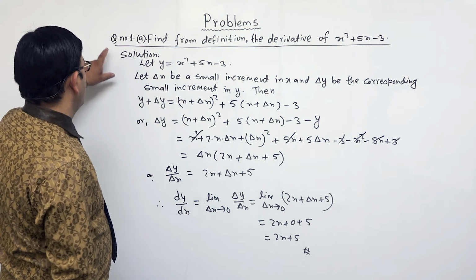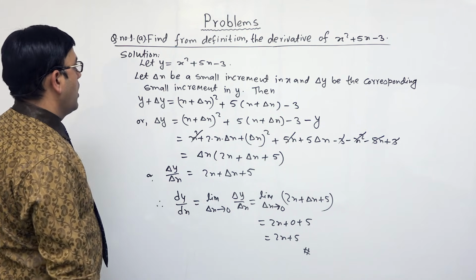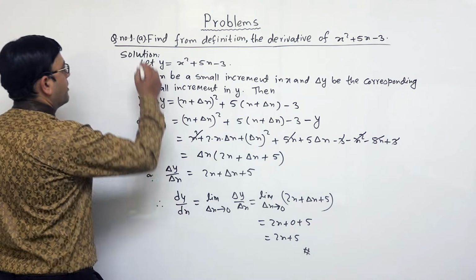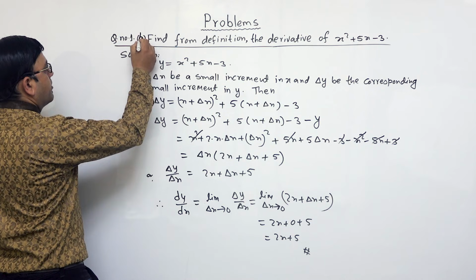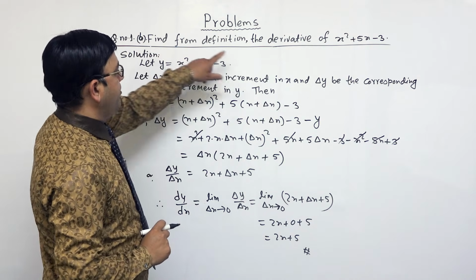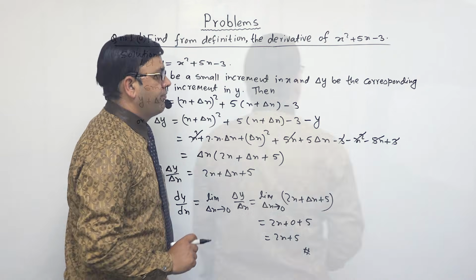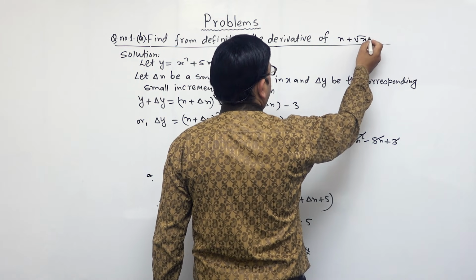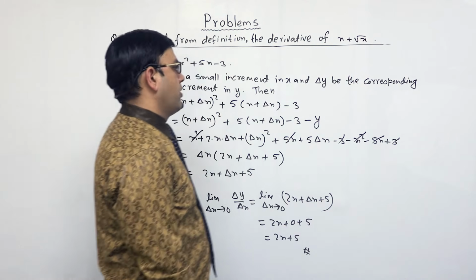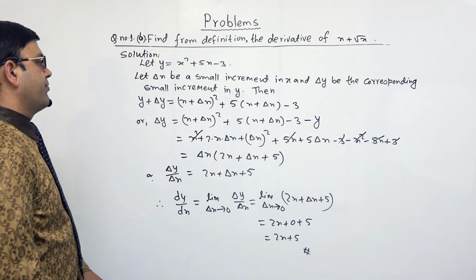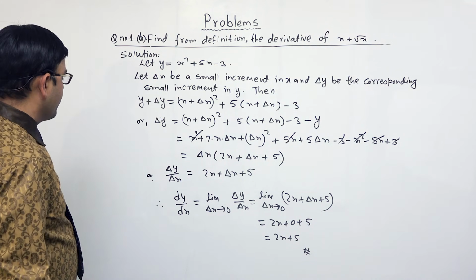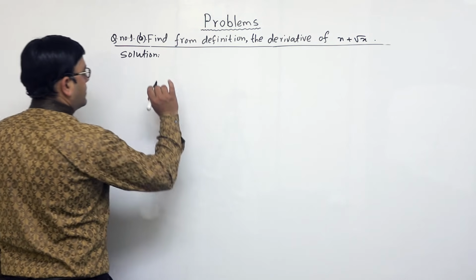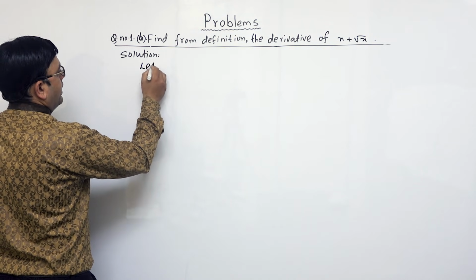यो हामीले क्वेशन नम्बर 1a राखेका छौं. अब हामी फेरि यस्तै प्रकारको क्वेशन अर्को बी नम्बरमा पनि हेर्दै छौं. हेर्नुस् है त बी नम्बरमा find from definition the derivative of x plus root x, अलि फरक प्रकारको क्वेशन छ यो. How to find the derivative of x plus root x from the definition or from the first principle? हामीले यस्तै मेथड प्रयोग गर्छौं. अब हेरौं है, first we start from let y is equal to x plus root x.